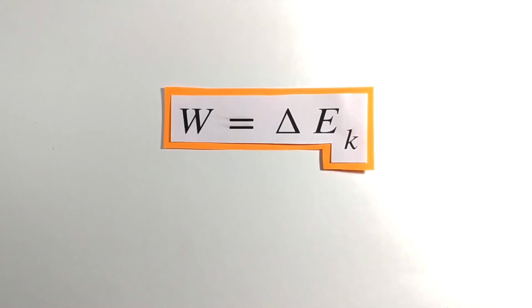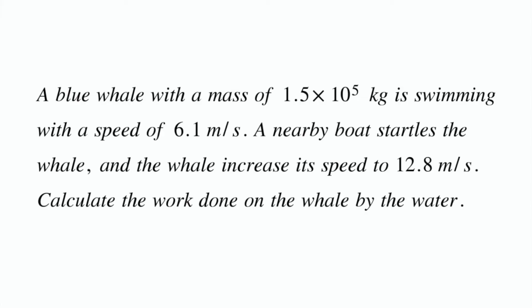Now let's talk about work theorem, which states that the total work done on an object equals the change in kinetic energy. Now let's try a problem together again. A blue whale with a mass of 1.5 times 10 to the 5 kilograms is swimming with a speed of 6.1 meters per second. A nearby boat startles the whale, and the whale increases its speed to 12.8 meters per second. Calculate the work done on the whale by the water.